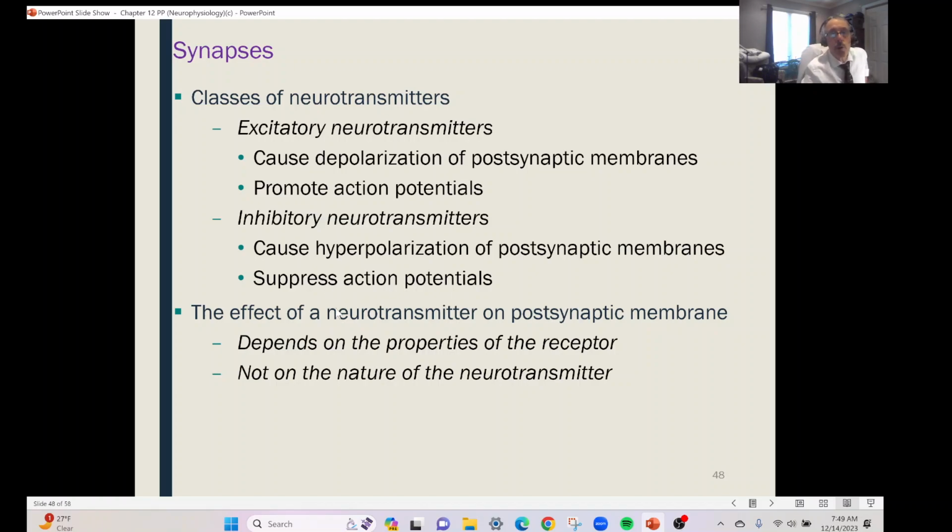The effect of the neurotransmitter on the postsynaptic membrane depends on the property of the receptor, not on the neurotransmitter itself, right? You don't have to write this down, but just as an example, at the neuromuscular junction, acetylcholine is excitatory, but in parts of the brain, it's inhibitory. And it has nothing to do with the acetylcholine, it has to do with the receptor.